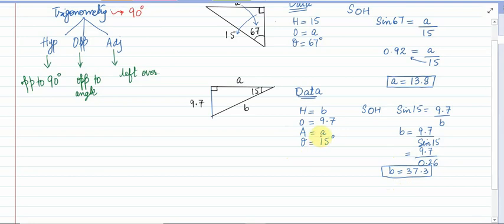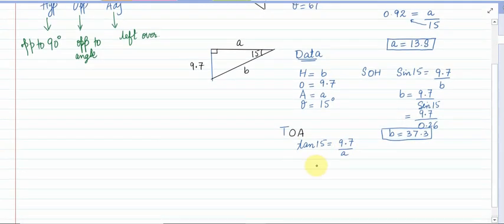So for the value of a, I am going to consider adjacent and opposite, because opposite I know the value, it is given in the question. O and A comes in tan, it is TOA. So tan, angle is what? 15, opposite is 9.7 and adjacent is A, right? Make A the subject of the equation.